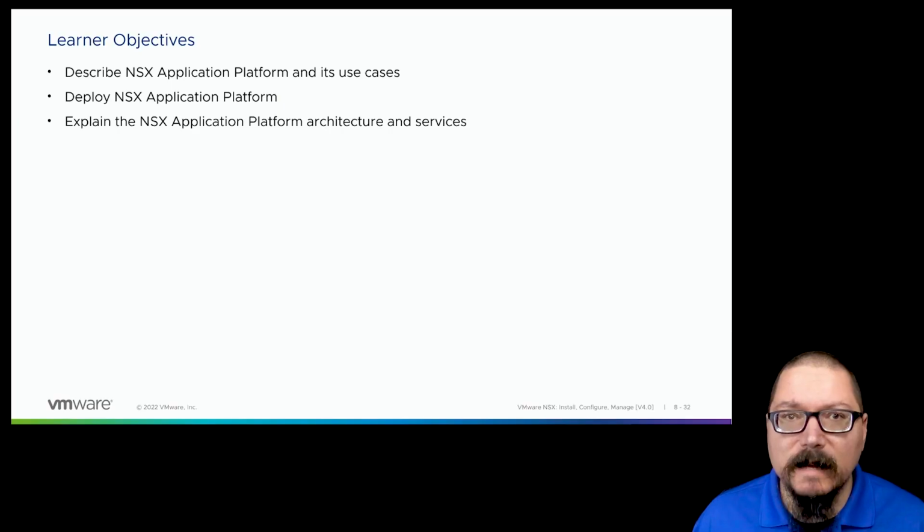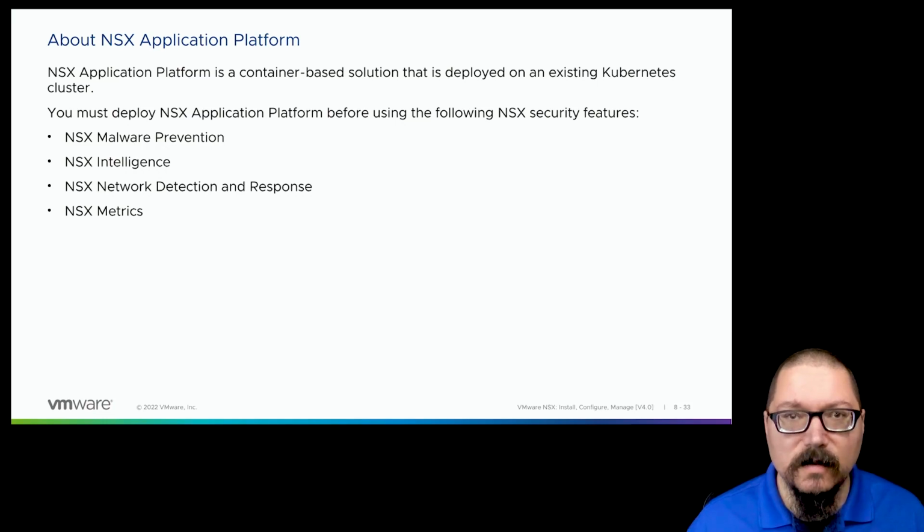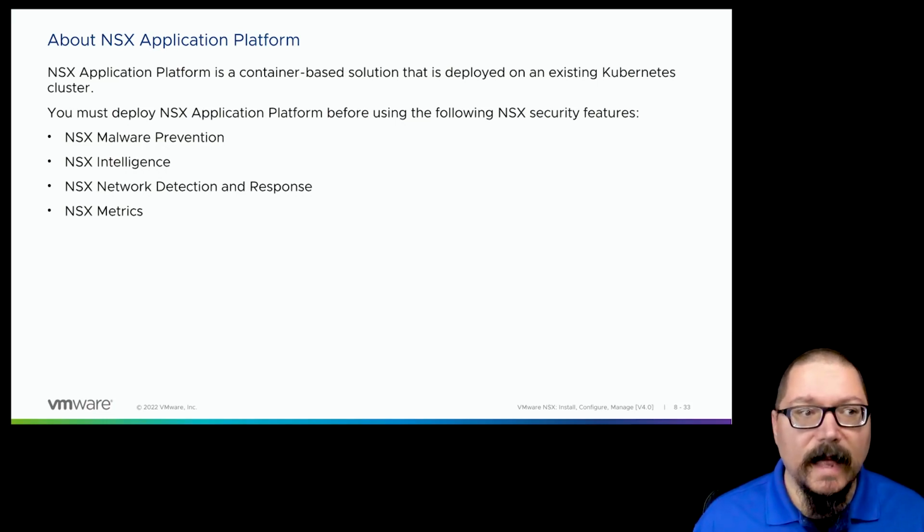Now, NSX Application Platform is an infrastructure component that we need to deploy, really, in order to support malware prevention, network detection and response, and NSX Intelligence. It's a set of services deployed onto a Kubernetes cluster that will support these capabilities. We're using Kubernetes here because it's going to allow us to scale, to deploy appropriate services in the appropriate places when we need them.